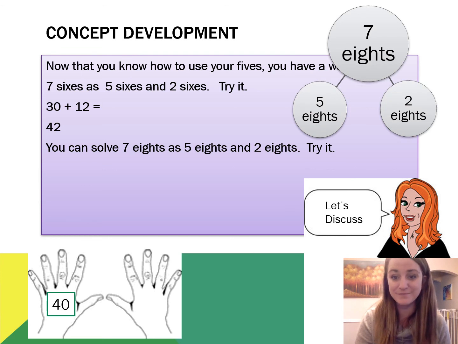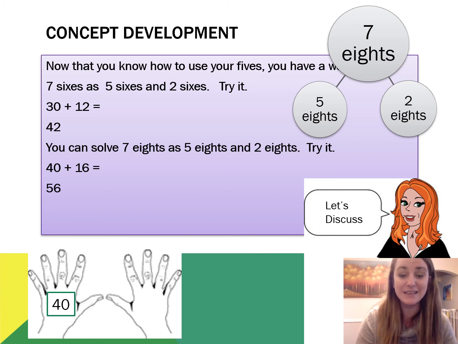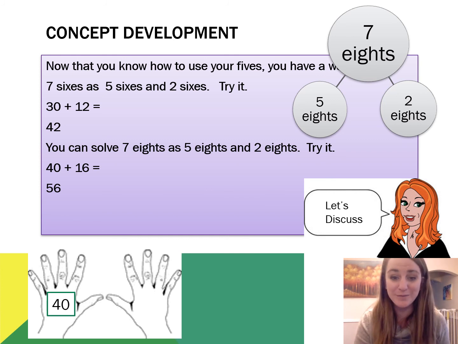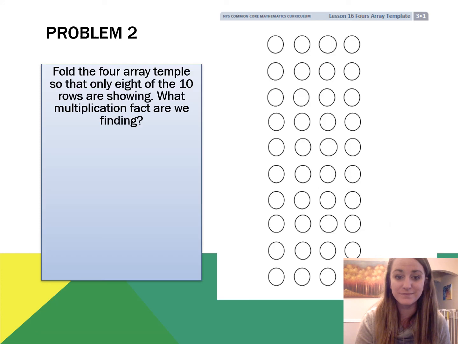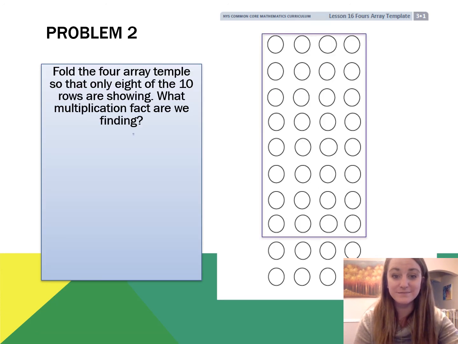You can do this again by thinking 7 8s as 5 8s and 2 8s. Let's try it. 5 8s is the same as 40. 2 8s is the same as 16. I could solve a hard problem like 7 8s by thinking 40 plus 16 equals 56.